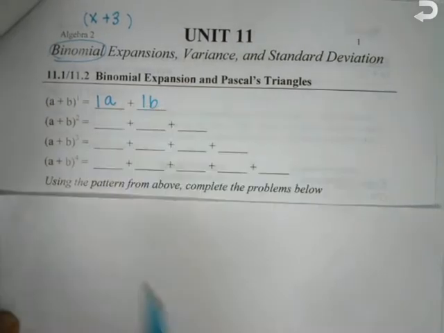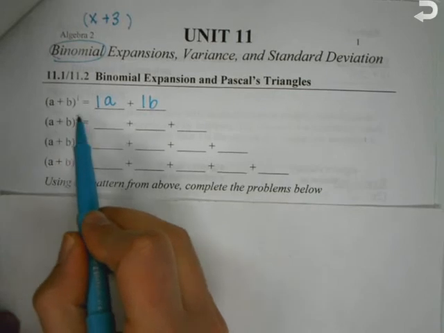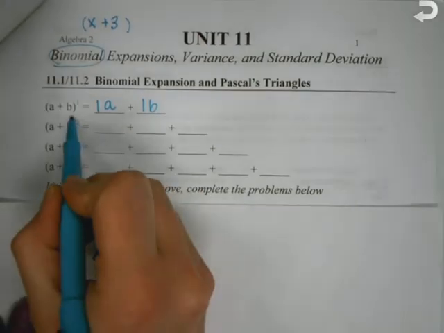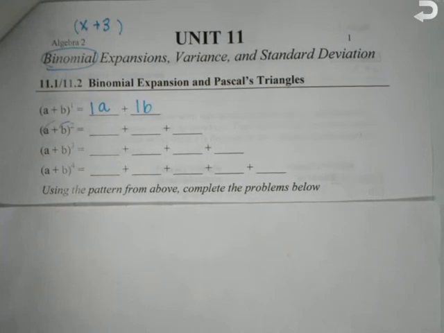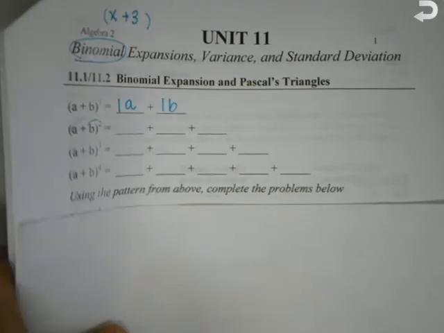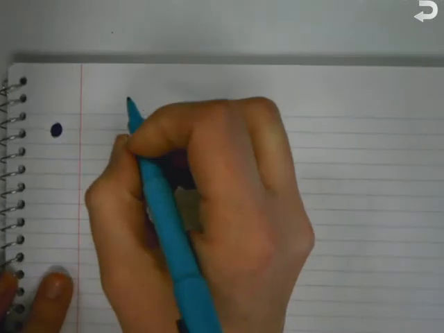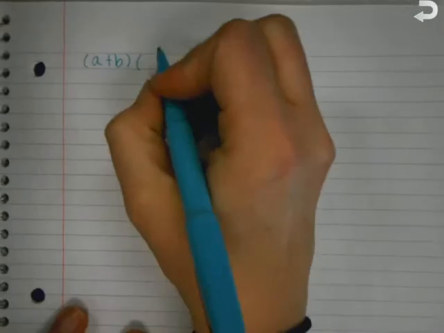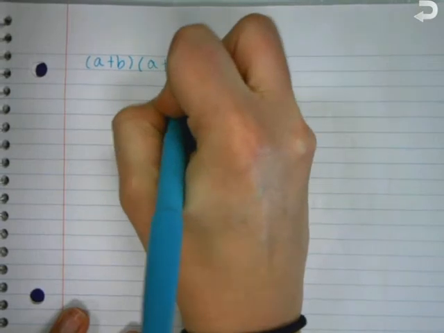So what about a plus b squared? What am I going to do there? Can I just distribute that exponent in? No. What do I have to do? A plus b squared is the same as a plus b times a plus b. So let's do it. You can use the boxes or you can use FOIL, whichever one you prefer.